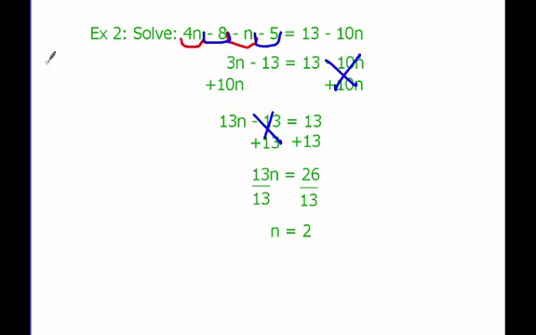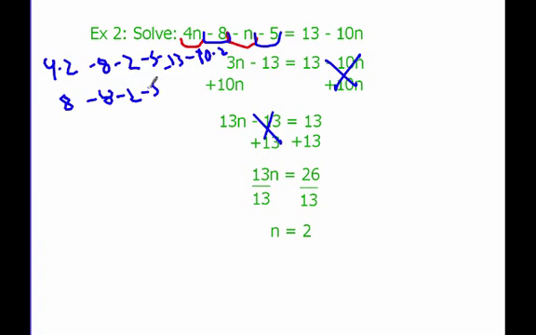Let's try checking our work. 4 times 2 minus 8 minus 2 minus 5 equals 13 minus 10 times 2. 4 times 2 is 8, minus 8, minus 2, minus 5 equals 13 minus 10 times 2, which is 20. 8 minus 8 is 0, minus 2 is negative 2, minus 5 is negative 7. 13 minus 20 is also negative 7. This checks out, so n is equal to 2.